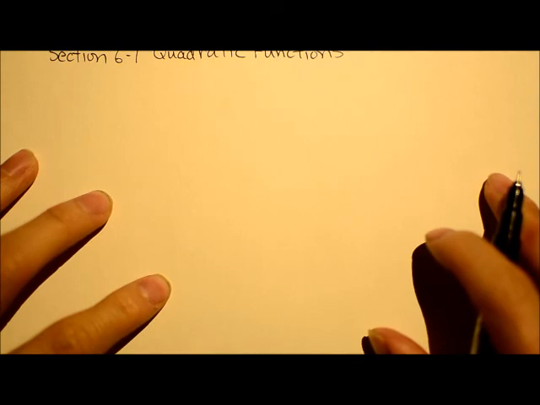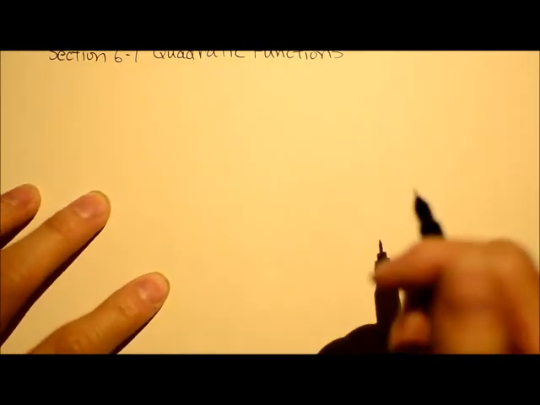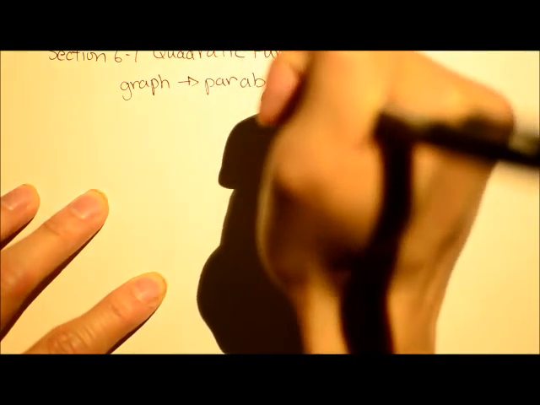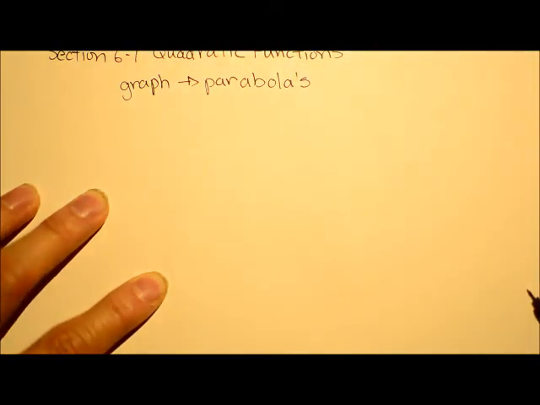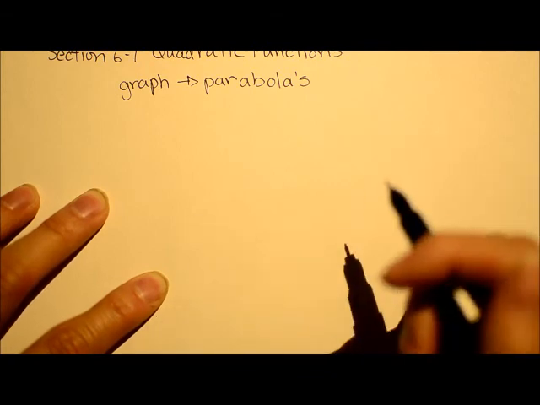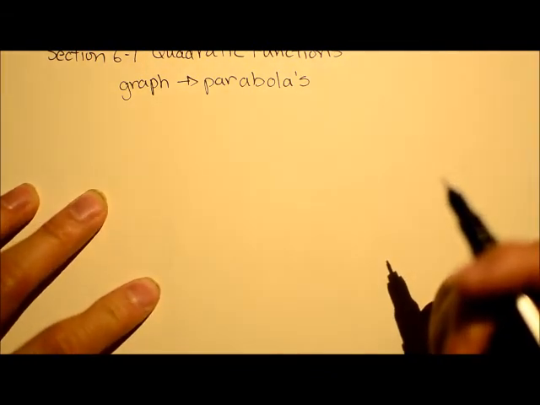Now, most of the quadratic functions that you will see in this section will more than likely be parabolas. And graphs will look like parabolas. You will be graphing on graph paper. In this case, since our graph paper doesn't look well on the video, we're just going to use white paper for now, but you guys will be using graph paper.